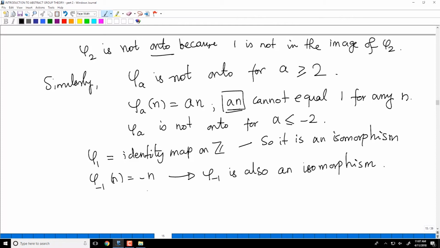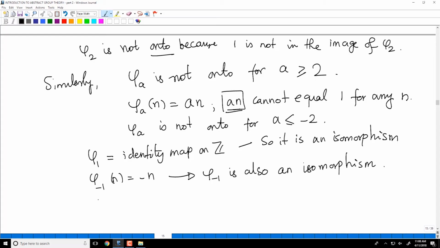Because every integer is in the image, it's onto. Is 10 in the image? Yes, because minus 10 maps to 10. Is 100 in the image? Yes, minus 100 maps to 100. Is it 1-1? It is certainly 1-1. All phi A's are 1-1. Okay, that we have discussed. Kernel of phi A is 0. So it is an isomorphism.